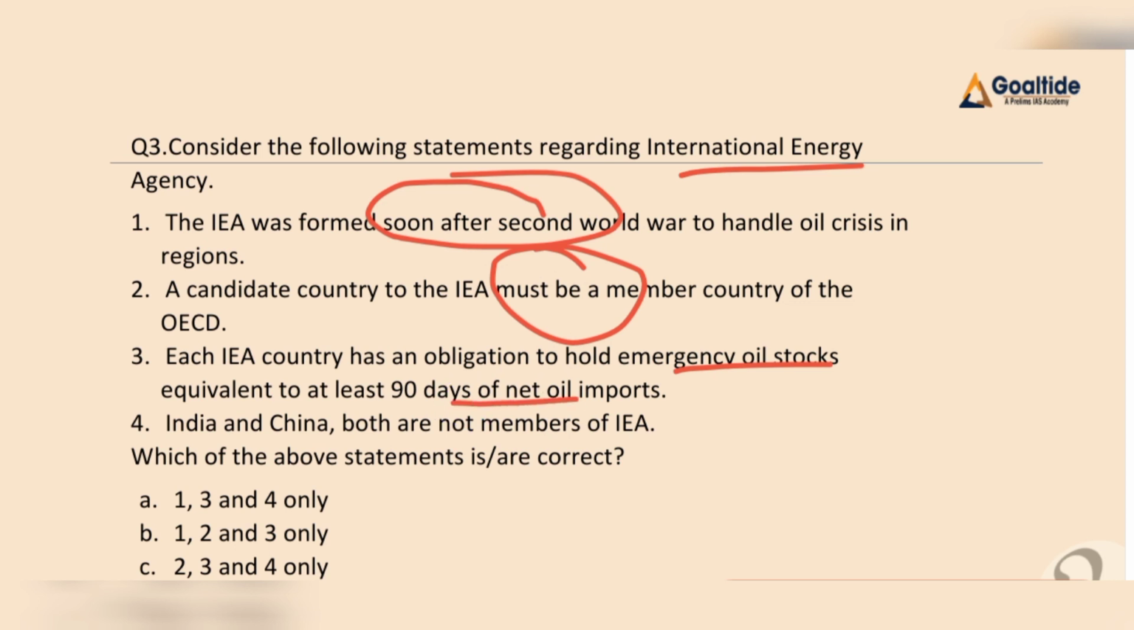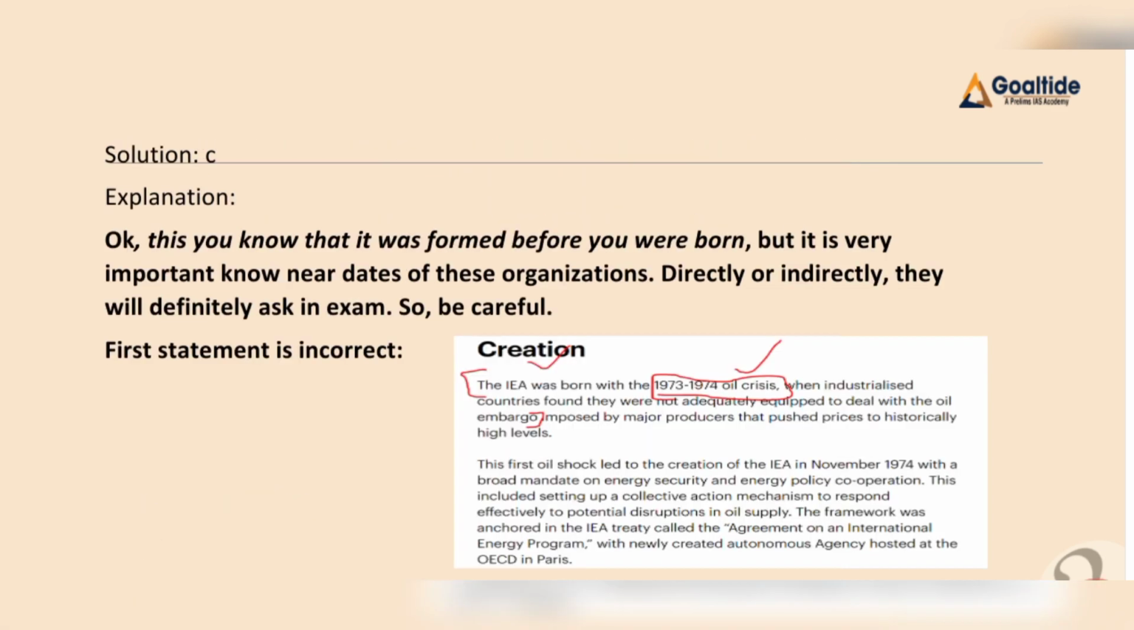of net oil import. Fourth, India and China both are not member of the International Energy Agency. So here we will have to find out which of the above statement is our correct one. A, 1, 3 and 4 only; B, 1, 2 and 3 only; C, 2, 3 and 4 only; and D, 3 and 4 only. So now let me have a look into our explanation.